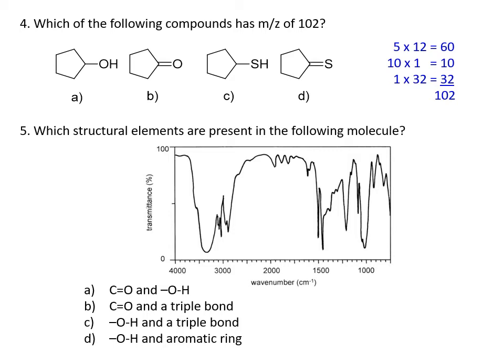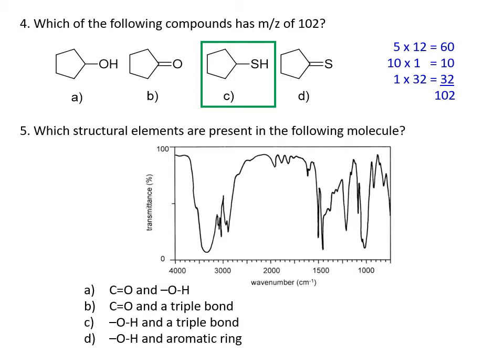There are 10 hydrogens, so make sure that you calculate hydrogens accurately. 10 hydrogens. Obviously, hydrogen has atomic mass of 1, so total 10. And 1 sulfur, atomic mass 32. So when we add all those up, that's 102. And so that's the compound with molecular mass of 102.